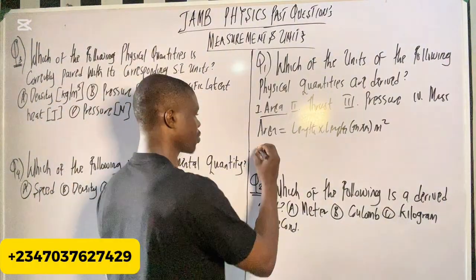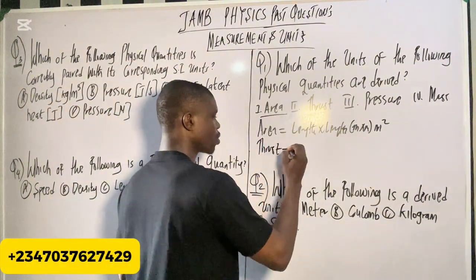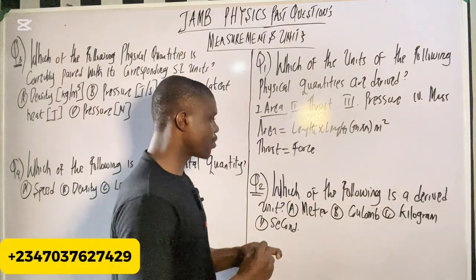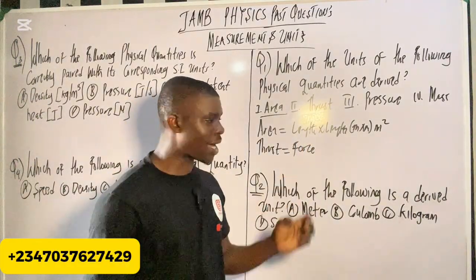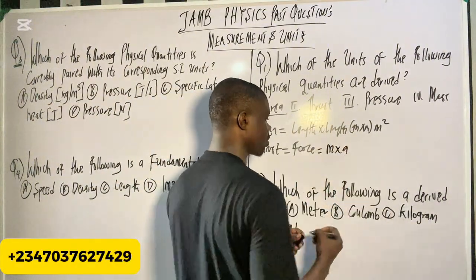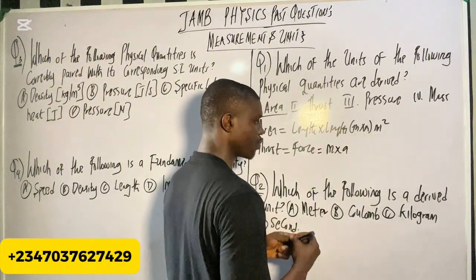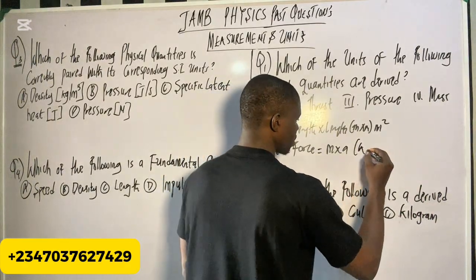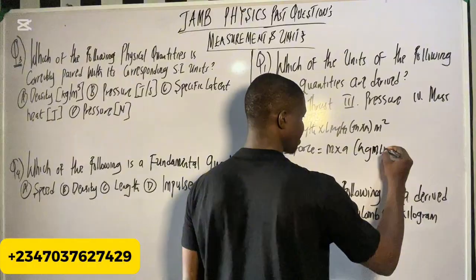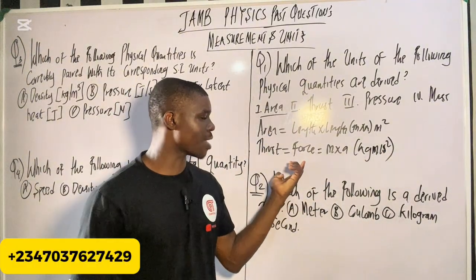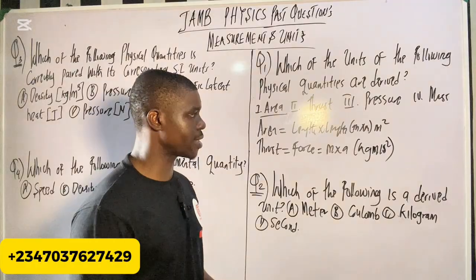Thrust is also the same thing as force, and force is a derived quantity. Force is equal to mass times acceleration, so the unit is kg meter per second squared. So thrust is a force, and force is a derived quantity.